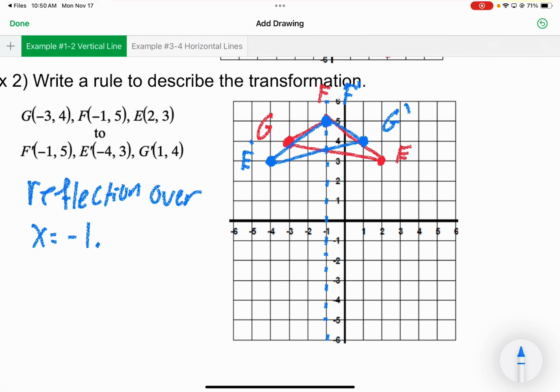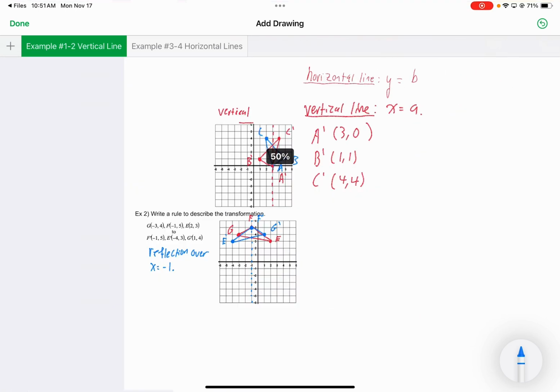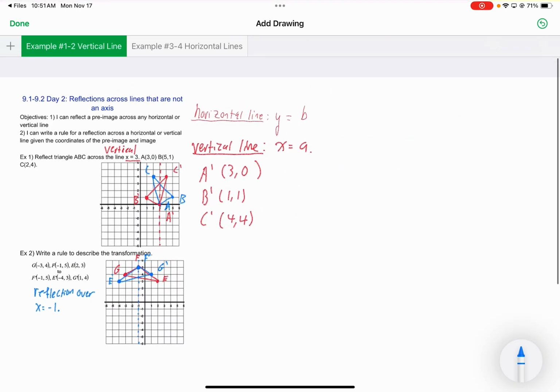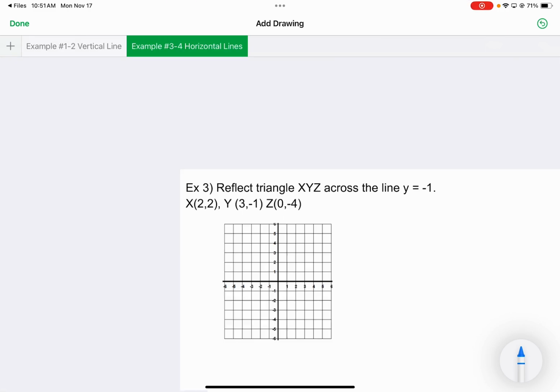Which coordinates changed? My X coordinates or my Y? Like to get from G to G prime, only my X coordinate changed, which is another good indicator that I'm reflecting it over a vertical line. But Chris is right. My coordinate for F did not change to get from F to F prime. So that's a good way for me to know I'm just reflecting it over a vertical line in that case. All right, good. Okay, cool. Those are vertical lines.